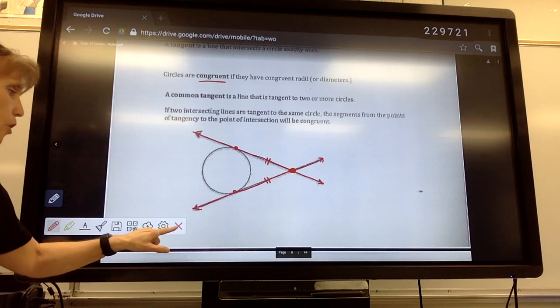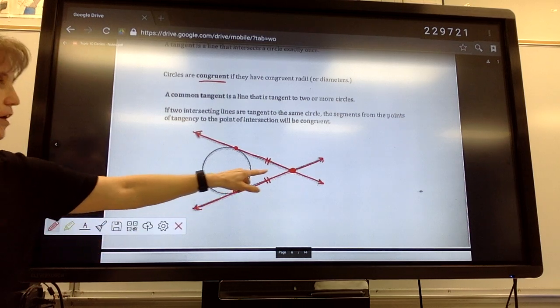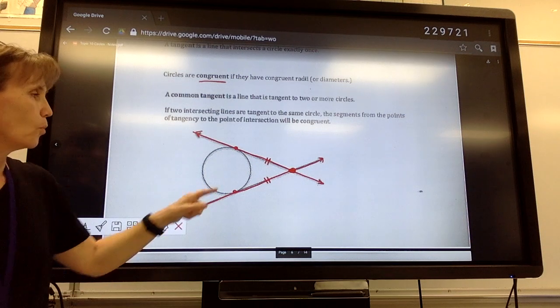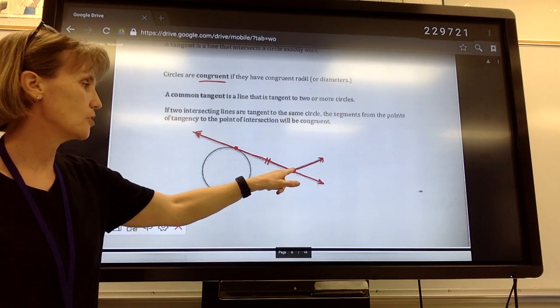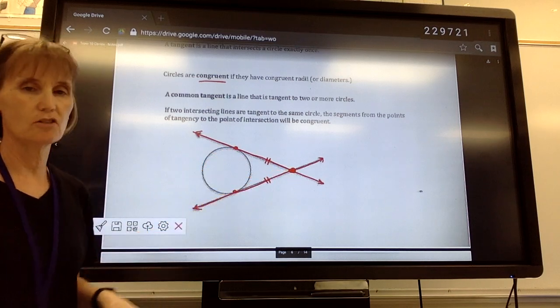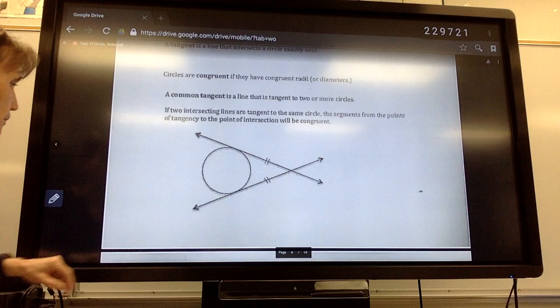You're going to see some drawings that look like this. We've got two different lines that are both tangent to the same circle. Where they intersect out here, the distances from that point of intersection to the points of tangency are equal to each other.